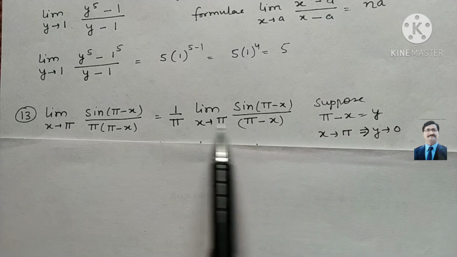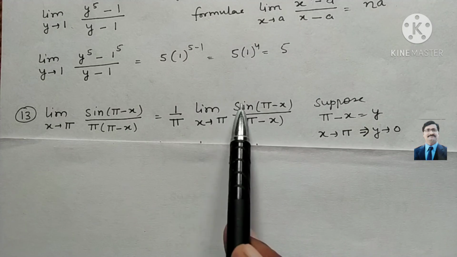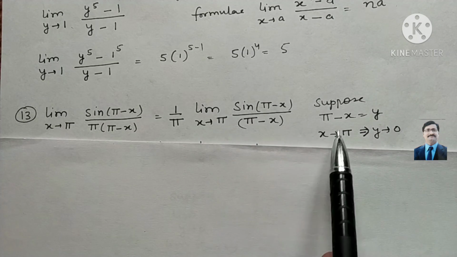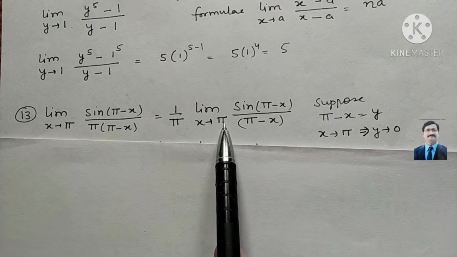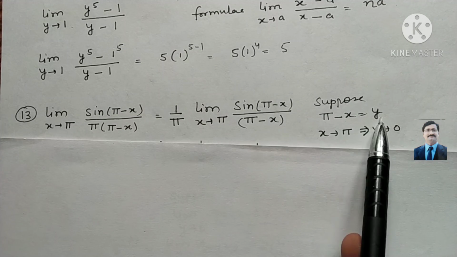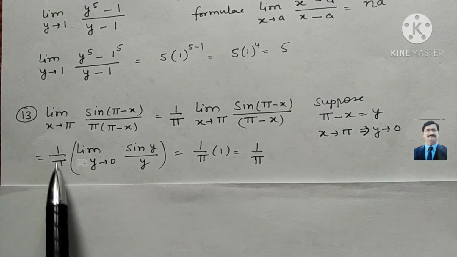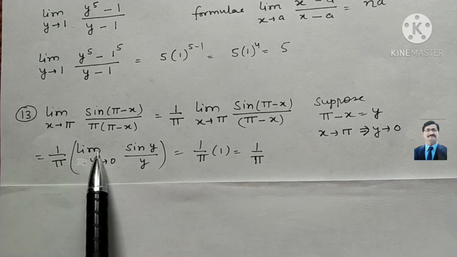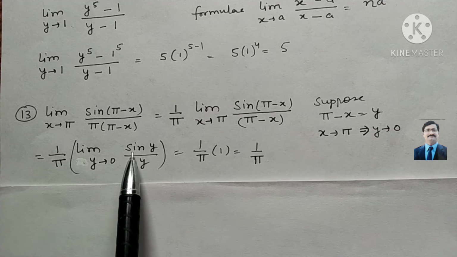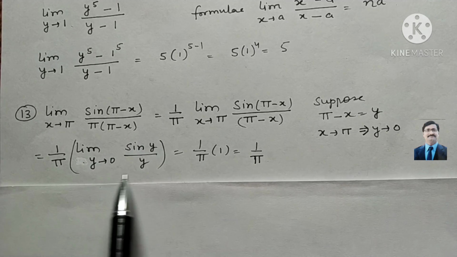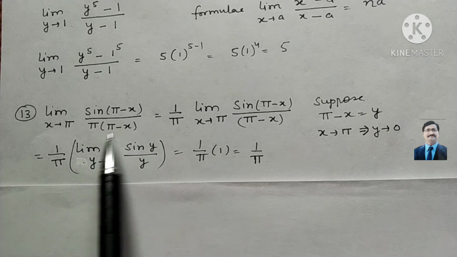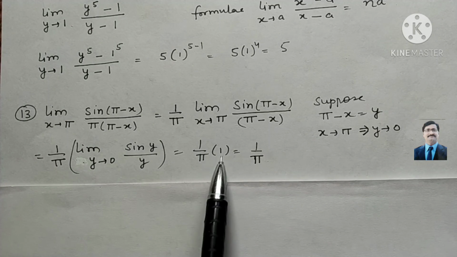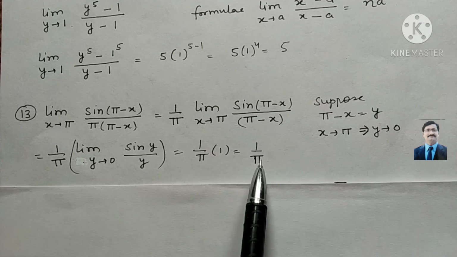So we will put all these values here: in place of x tends to pi we put y tends to 0, and pi minus x we put y. So we will get this format: 1 upon pi is outside already, and limit y tends to 0 of sine y upon y. Now you know this formula already, this value is 1, so we have 1 upon pi times 1, and this is 1 upon pi.